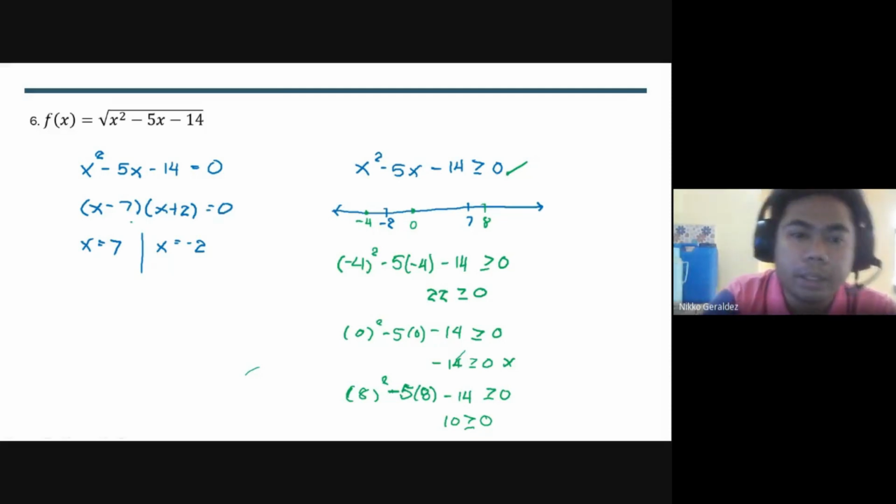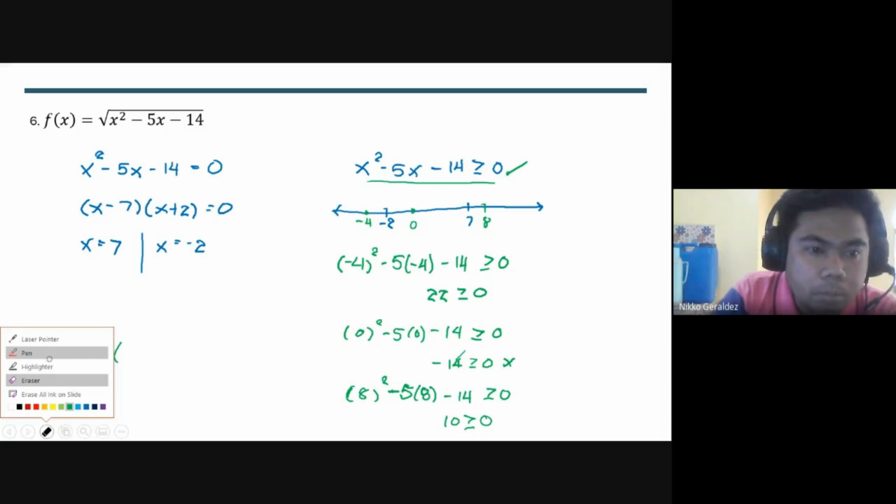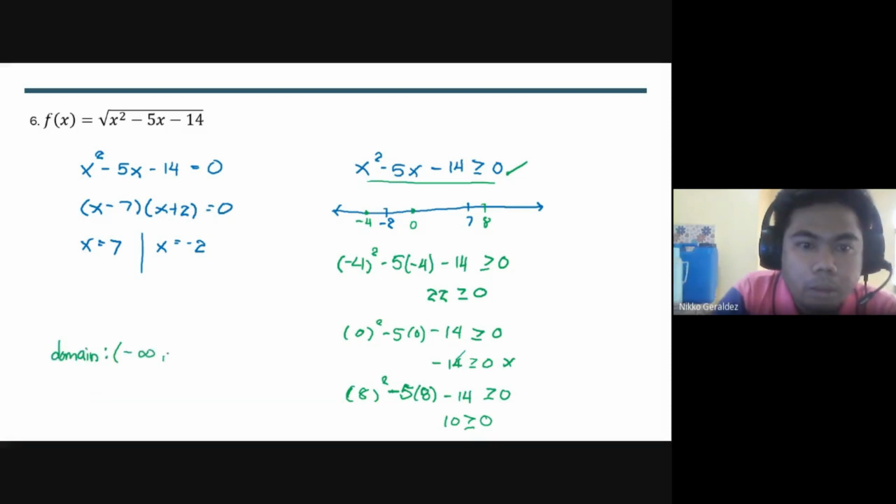So, what is our domain? Our domain is the intervals that satisfy this inequality. So, that is negative infinity to negative 2, union 7 to positive infinity. So, that is our domain.